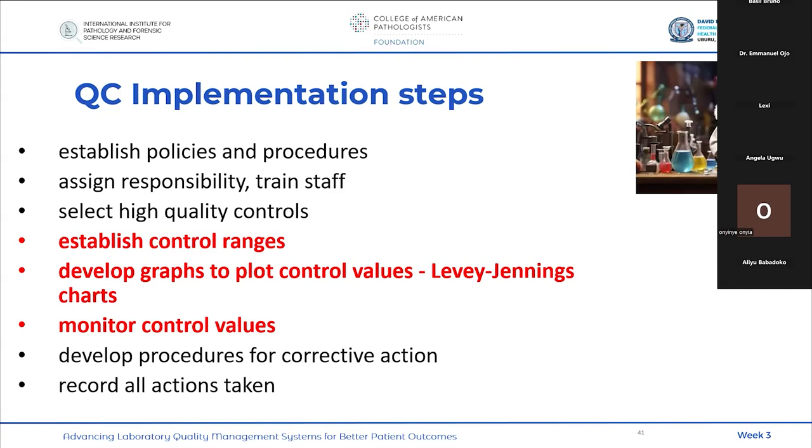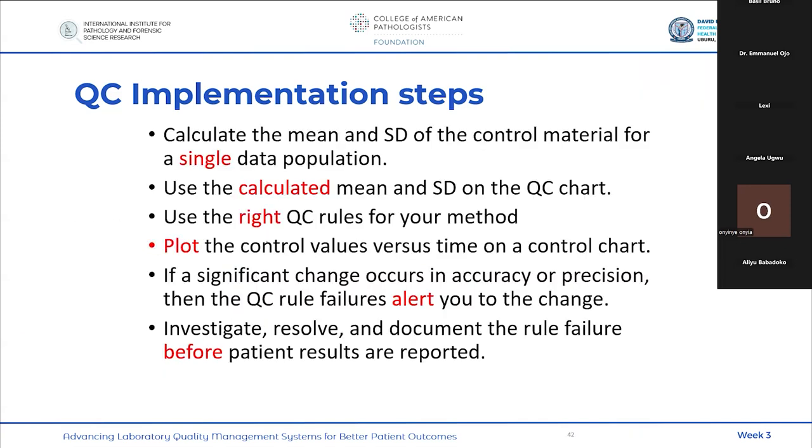So the next thing will be that you monitor your control value. And that is where the use of Westgard rules, the multi-rule QC comes in. And then, of course, how we can even do it better using the Westgard Sigma control rules. Part of your procedure will be that you have a procedure for corrective action. When QC is out of range, what are you supposed to do? And there has to be documentation for every action taken, for quality control failure.